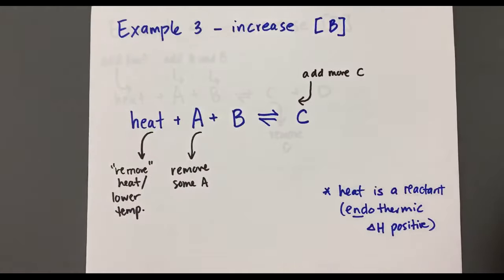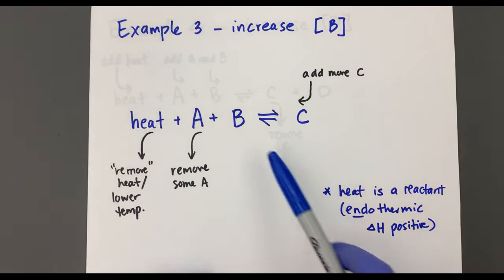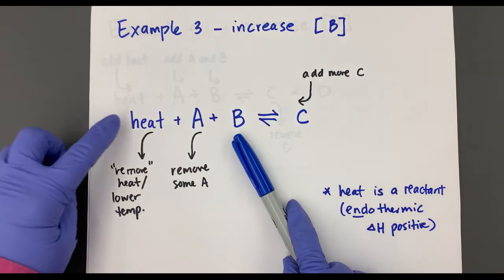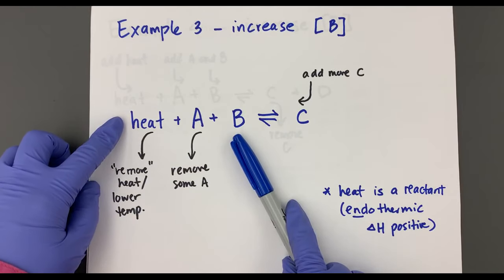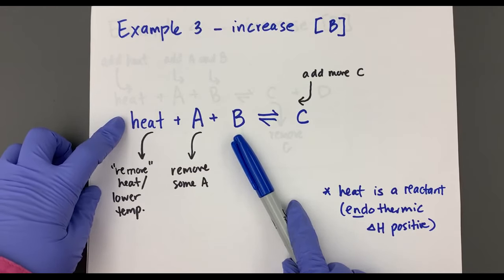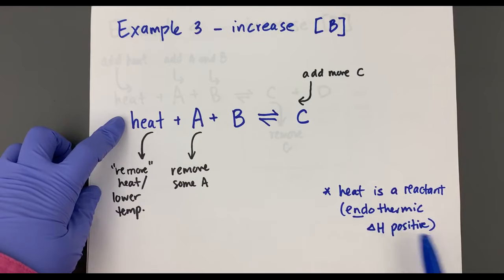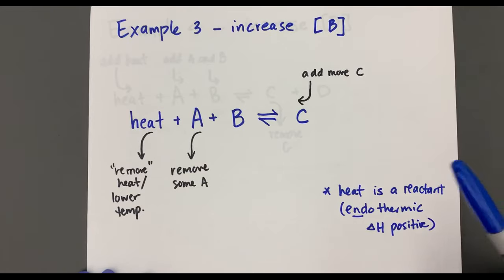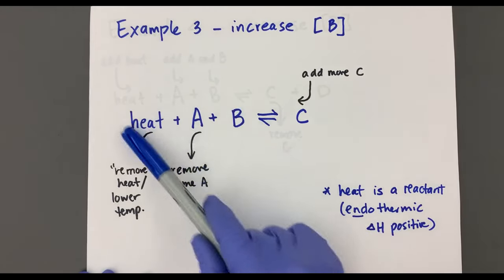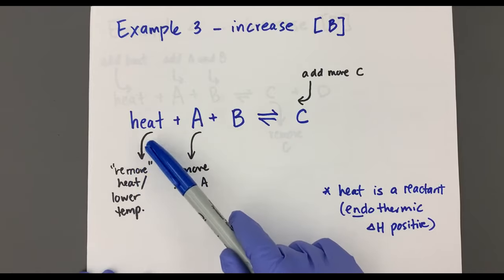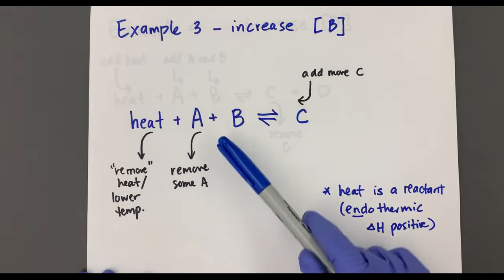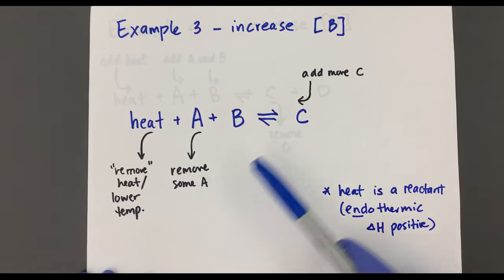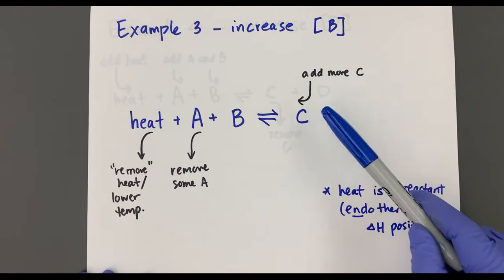Example number 3. You want to increase the concentration of B. B is here. Notice in this reaction, I have heat on the left-hand side. Heat on the left-hand side is a reactant. In this case, because heat is here, this signifies an endothermic reaction where delta H is positive. So I would like to increase B. The way to increase B is I can remove some of the reactants. So I can remove some of the heat by lowering the temperature. I can remove some of the A, or I could add some more product. In this case, I could add more C.